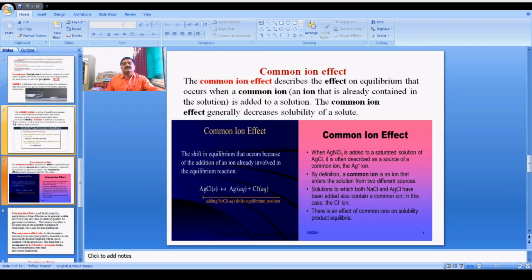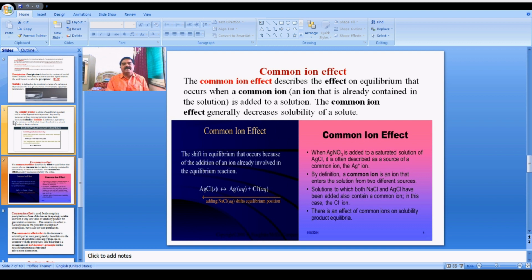The second one, common ion effect. Again, a question can be asked on this point. Every time this question can be asked in the exam. What is the common ion effect? It is the effect on equilibrium that occurs when a common ion that is already contained in the solution is added to the solution. The common ion effect generally decreases the solubility of the solute.